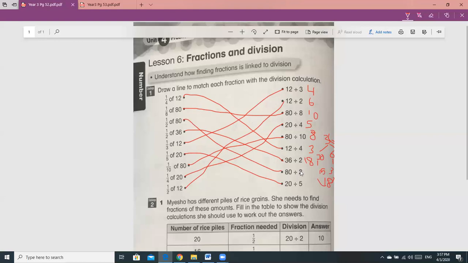80 divided by 2, we don't need to make it like this because we said 80 divided by 2 is what? What's half of 80? 40. We don't need to. Divided by 2 is half. So half of 80 is 40. 20 divided by 5, what times 5 gives me 20? It is 4.